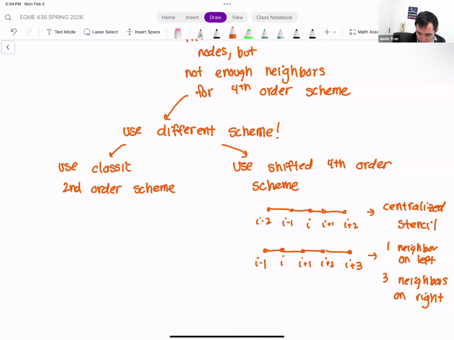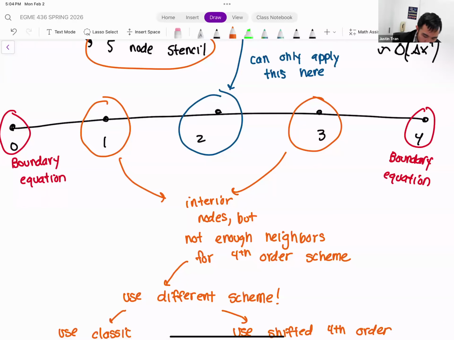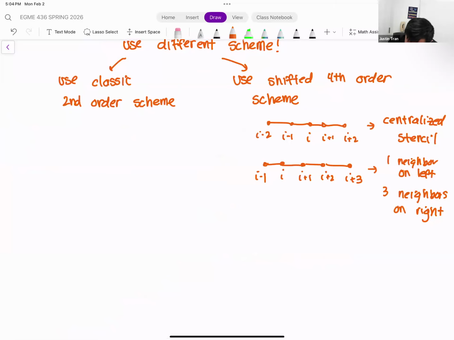Okay, so for our shifted stencil, we need 3 neighbors on the right, which is a pretty tall order. But there is a node that does fit that criteria. If we go back to our domain and look at node number 1, node number 1 is in a unique position where it has 1 neighbor on the left, but it also has 3 neighbors on the right. So we can actually apply this shifted scheme to node 1. Okay.